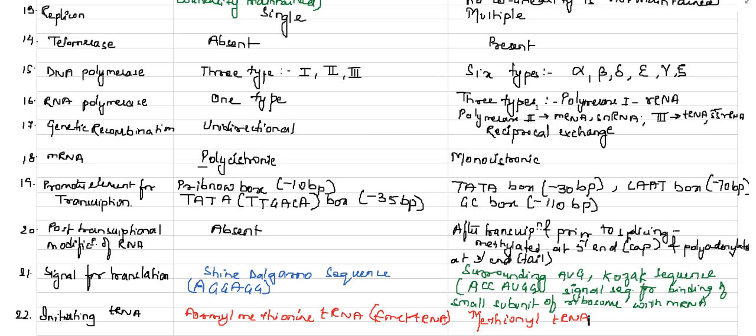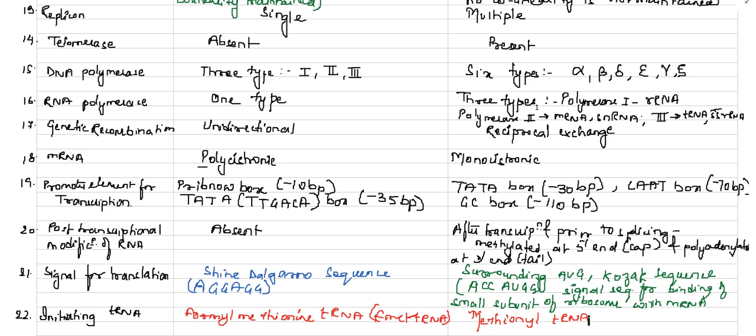Now, promoter elements for transcription: this is Pribnow box and TATA box in case of prokaryotes, and TATA box, CAT box, and GC box in case of eukaryotes. Next is post-transcriptional modification of RNA. It is absent in prokaryotes, but before splicing, 5' cap and 3' polyadenylation is seen in eukaryotes.